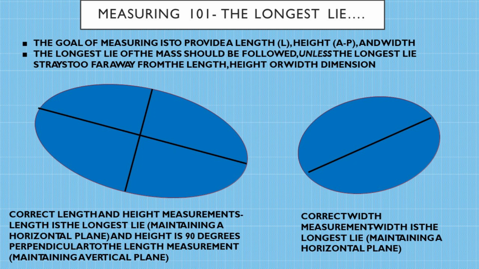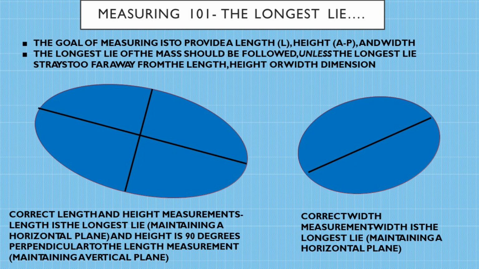These are examples of correct length and height measurements. Length is the longest lie of a mass, which maintains a horizontal plane, although there's usually going to be some level of obliqueness to this measurement. And then height is 90 degrees perpendicular to the length measurement. So you want to maintain your horizontal and vertical planes as closely as you can, but you also want to make sure that you are measuring the entirety of the length of the mass.